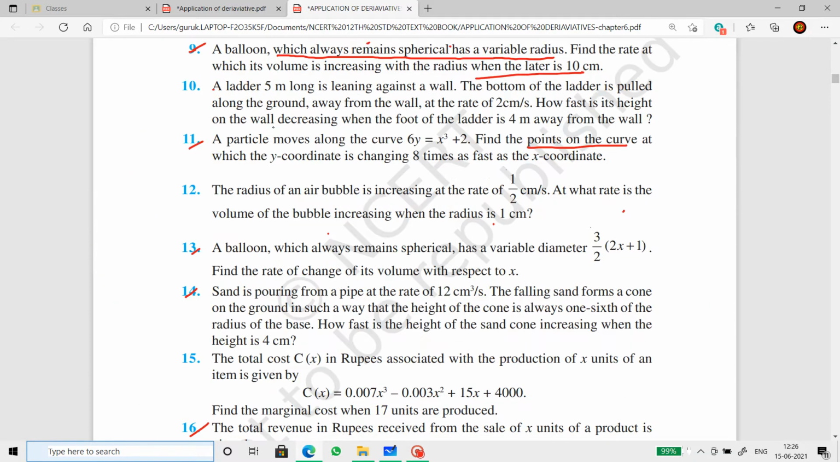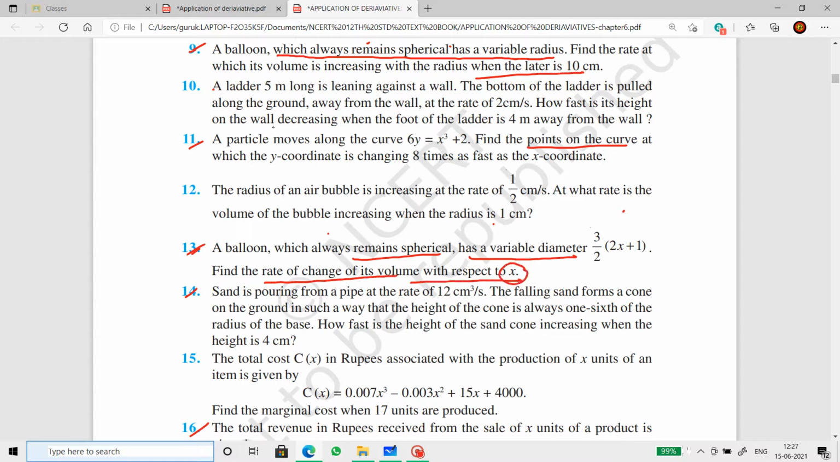So we finished the 11th one. Now we are heading toward the 13th one. 12 is easy, definitely you can do. A balloon which always remains spherical has a variable diameter. Find the rate of change of its volume with respect to x.